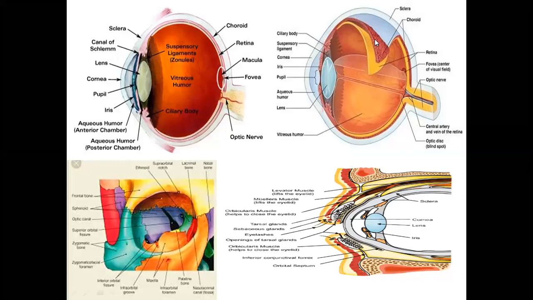This covers the eyeball and just over behind the ciliary body, but the pigmented part of the retina covers the ciliary body and the iris. So this is all about the three layers.